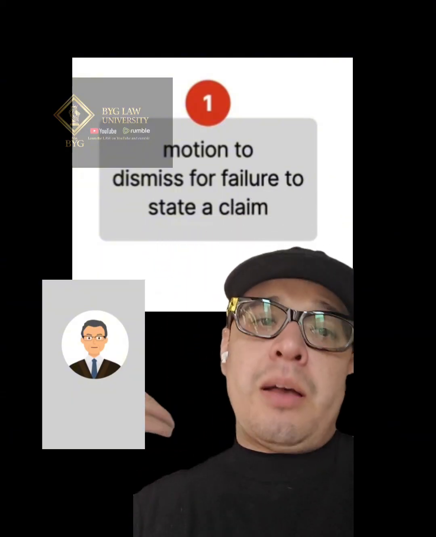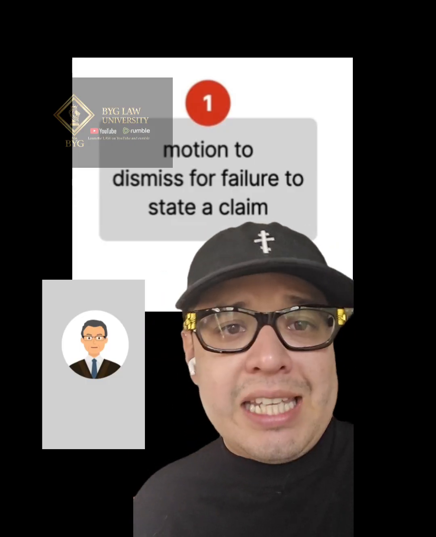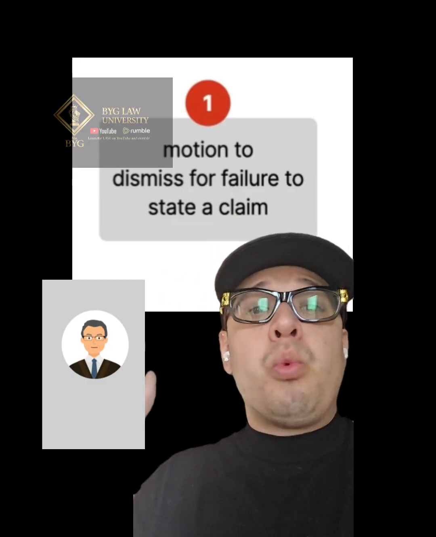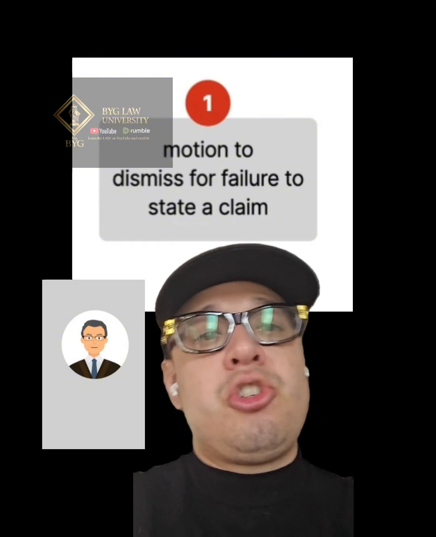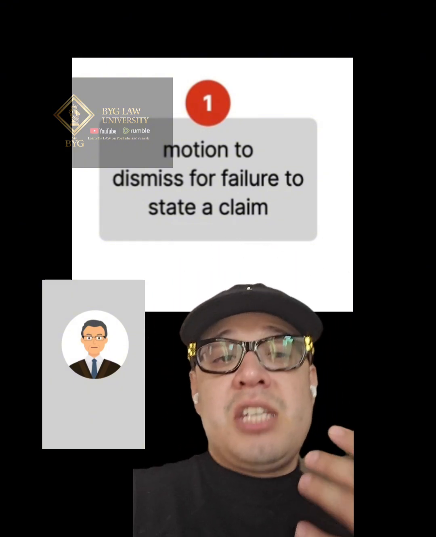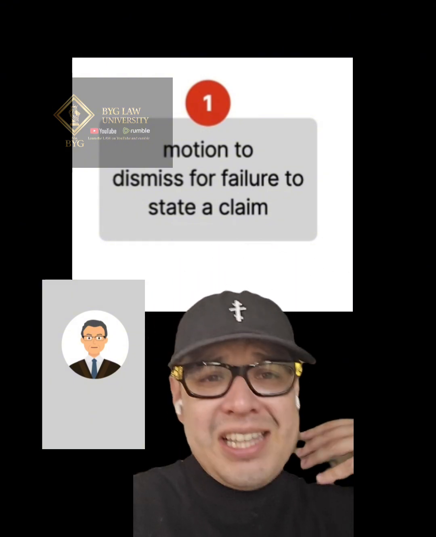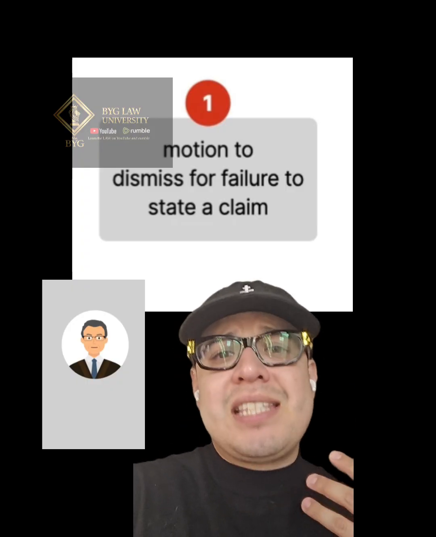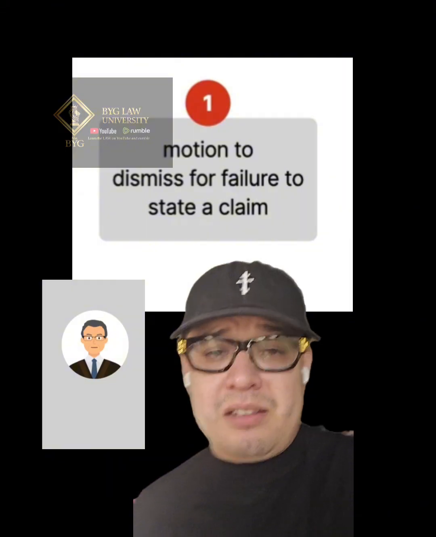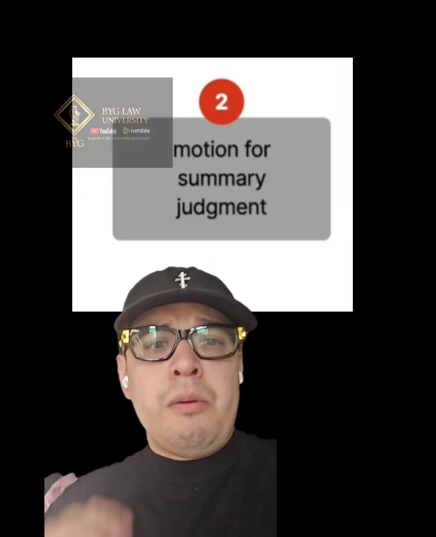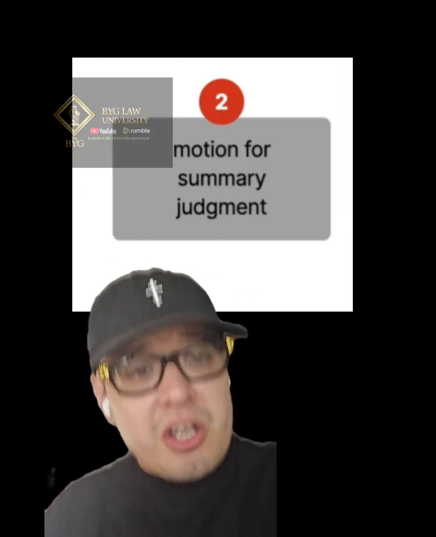So the question becomes, if all factual allegations are accepted as true, would the plaintiff legally win? If yes, the motion should be denied. The case continues. But if the alleged facts, even if proven, would not establish every element of the plaintiff's claim, then the motion should be granted. The case ends. Part 4, motion for summary judgment.